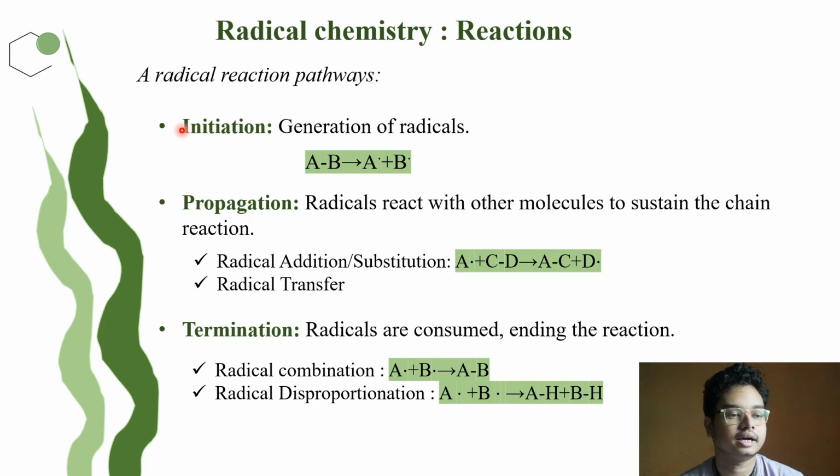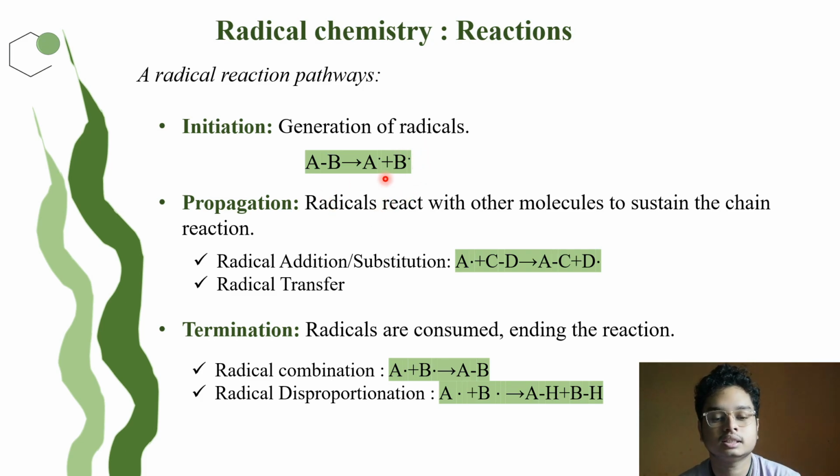So, a normal radical reaction proceeds in three different steps. First is radical initiation, second is propagation, and third is termination. The initiation step is the generation of the radical. This particular bond is cleaved to generate this radical. The bond can be cleaved using an initiator, or by a thermal method, or it can be photochemically dissociated in the presence of light, generating these two radicals.